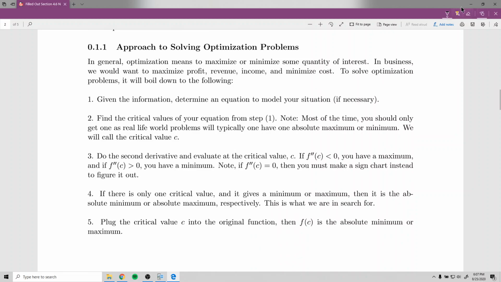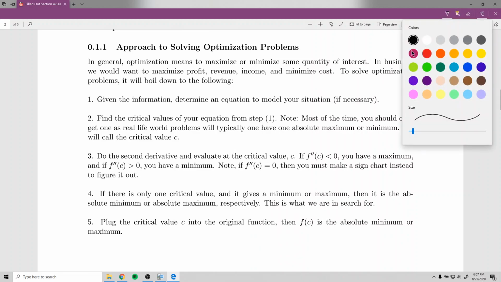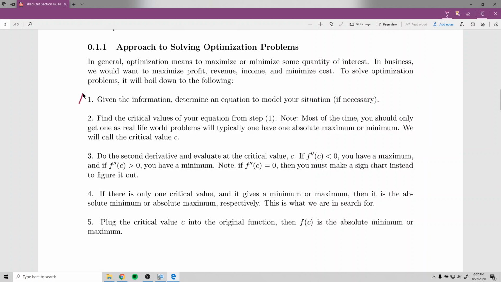So the first step is you want to determine an equation for your model. Sometimes you might be given an equation, but most times you're going to have to come up with it, because if not, then it's really just like last section. So I wrote "if necessary" here, but you're usually going to have to do that.